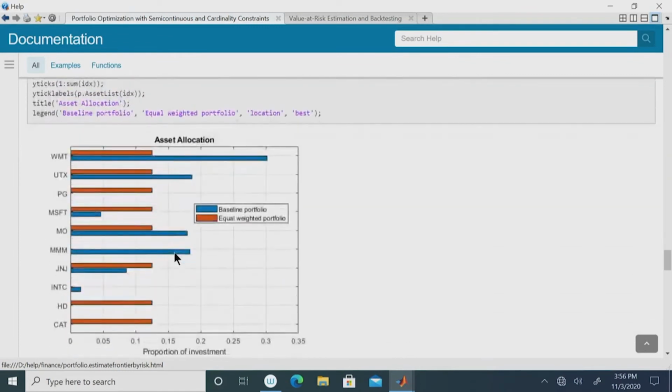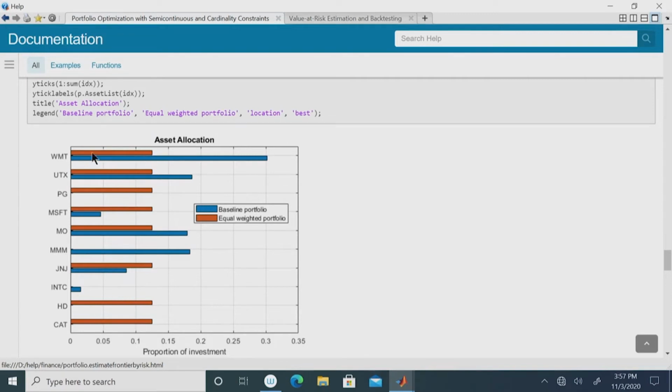As a result of this, we have the corresponding asset allocation. If you observe carefully, I will have 1, 2, 3, 4, 5, 6, 7, 8, 9, 10, so we have 10 assets that actually show up here. And if you observe carefully, the blue ones are the baseline values. There are 1, 2, 3, 4, 5, 6 and 7 baseline values, and the equal-weighted portfolio is the one in orange.